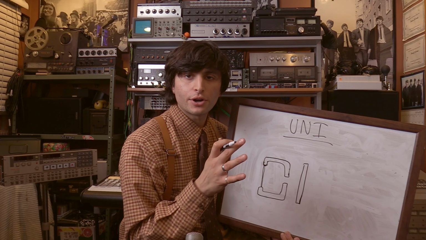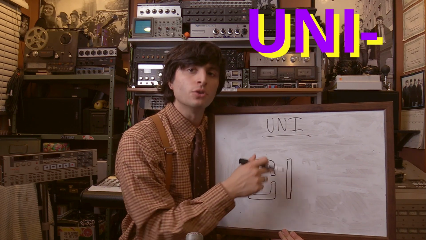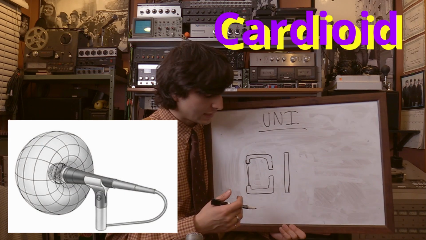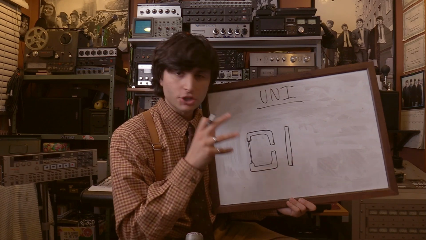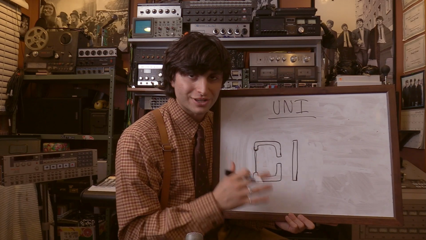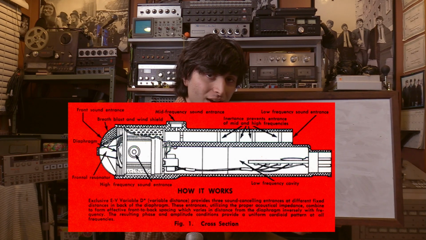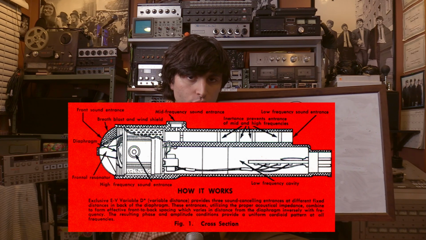All right, the third directionality type we're going to talk about now is the unidirectional, or a phase shift microphone, or a cardioid microphone. All mean the same thing. And once again, the explanation I'm going to be showing here is extremely simplified just to understand the basics. In practice, unidirectional microphone designs are actually really intricate, and there's a lot of math that goes behind it.